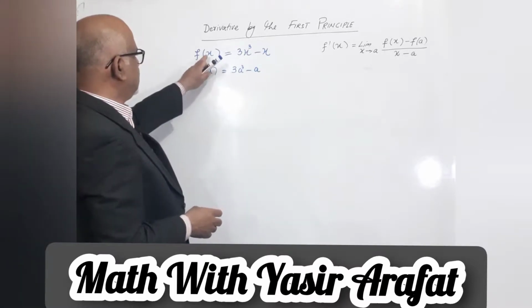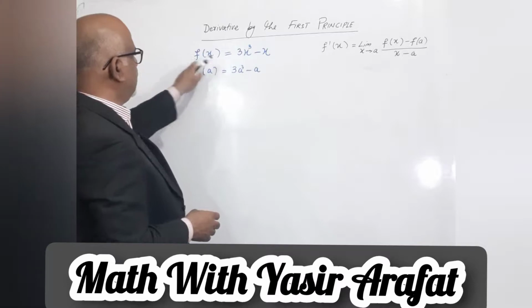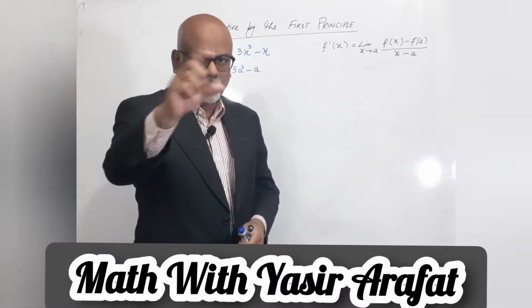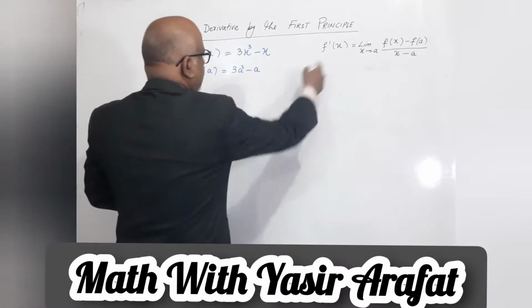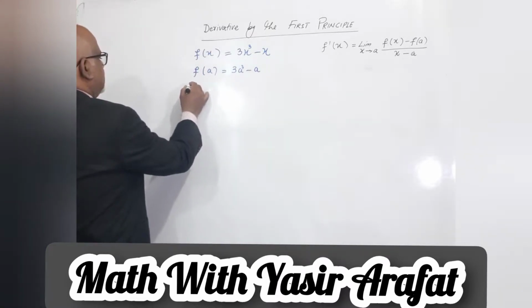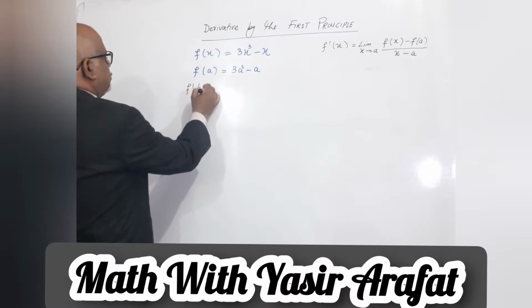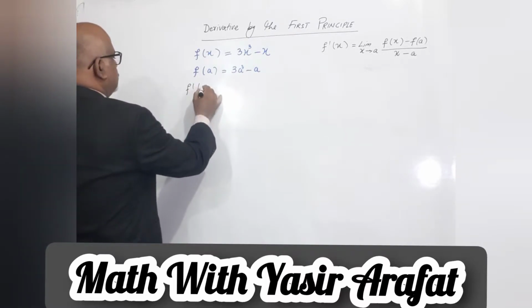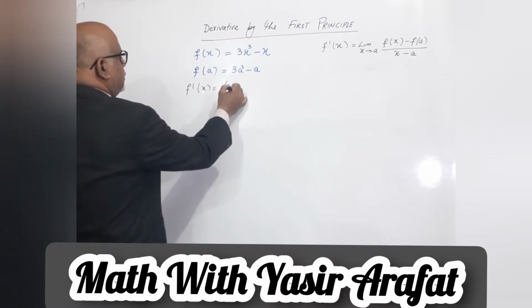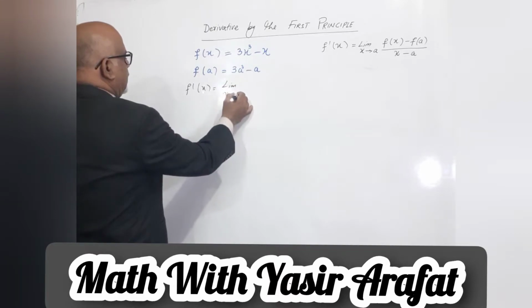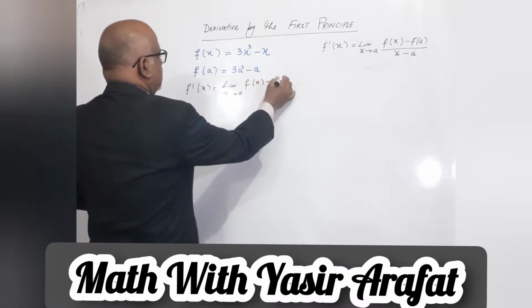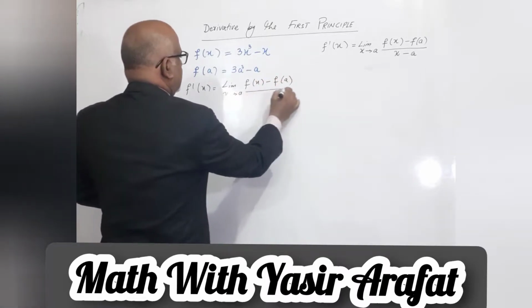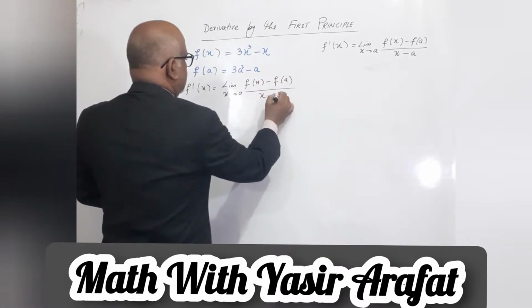So this is x is equal to a. We have to put the value of x is equal to a in the whole algebraic function. Now we have to use the formula, that is f prime of x is equal to limit x tends to a, f of x minus f of a divided by x minus a.